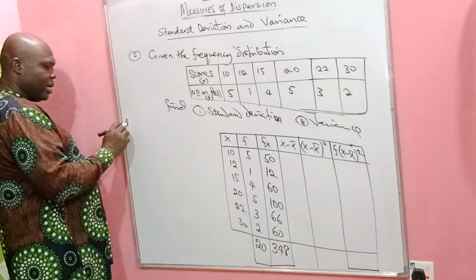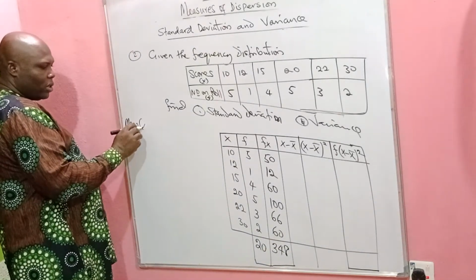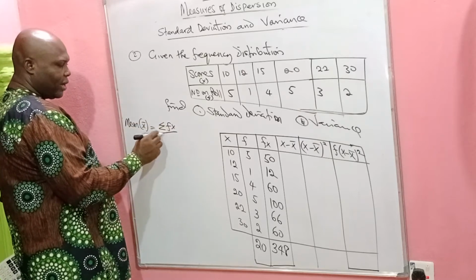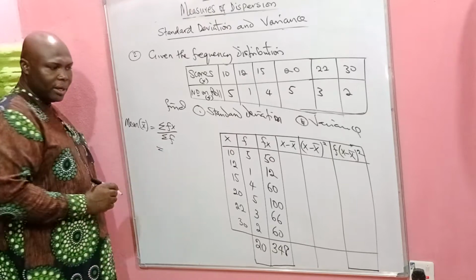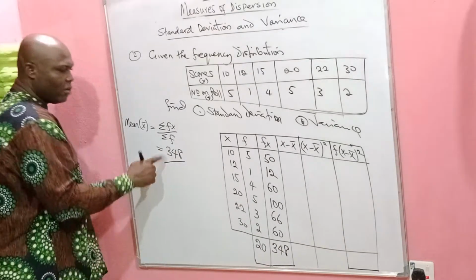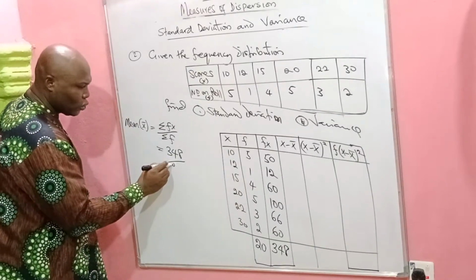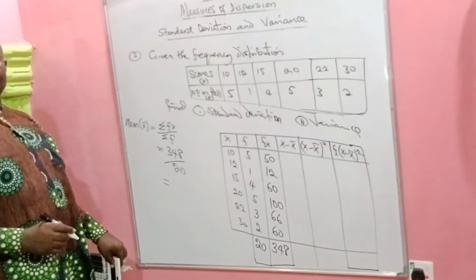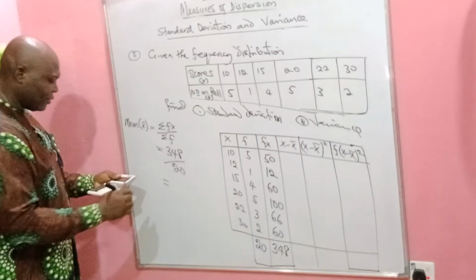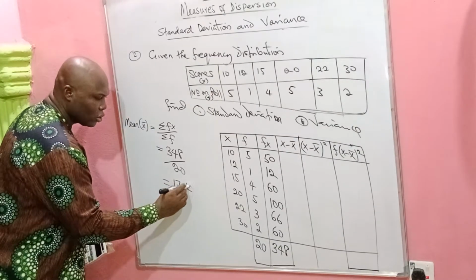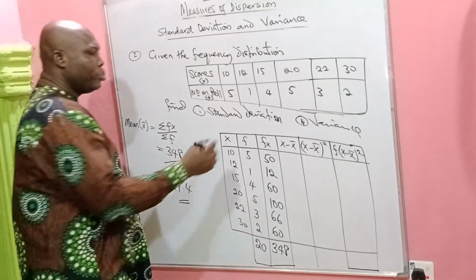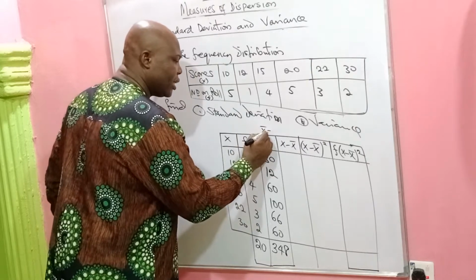So with this, we can first find the mean. So we need the mean first. Mean, which is x bar. And of course, is summation fx all over summation f. Summation fx is 348 all over summation f, which is 20. Alright, so we divide 348 by 20, you have 17.4. So that's the first thing you need, the mean. So after having the mean, you input the mean here on the table, you key it here, 17.4.